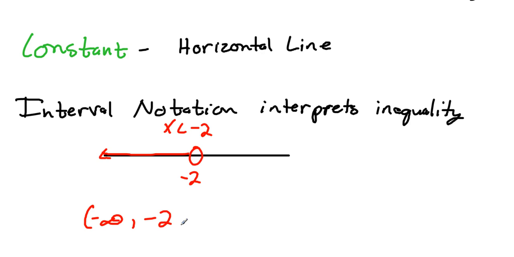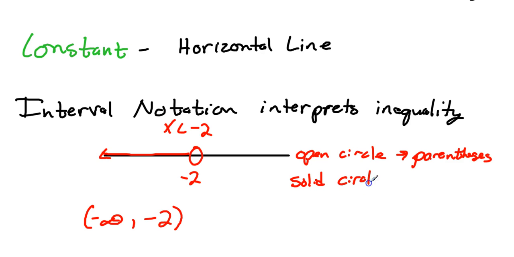With interval notation, if it's an open circle, that's going to be parentheses. And if you have a solid circle, that's when you're going to use a square bracket. Now, infinity or -infinity is an exception to that, because with infinity, you can never put a cap on it. If you give me a number, I can tell you to add 1 to it and it keeps going. So with negative or positive infinity you always use parentheses, because there's not an ending point.